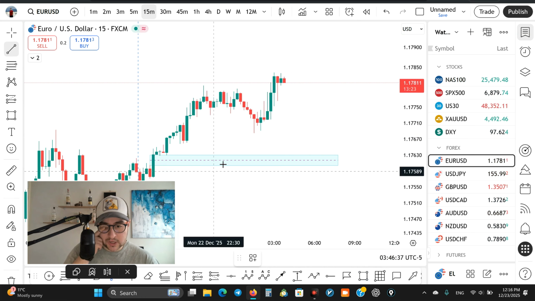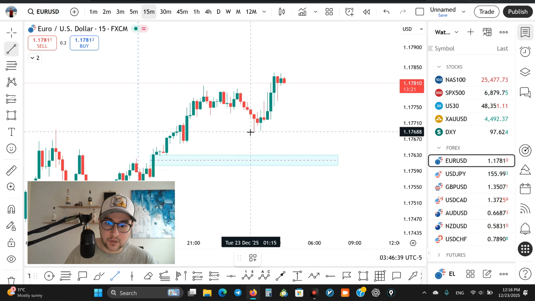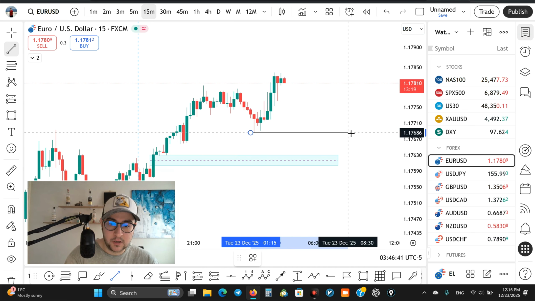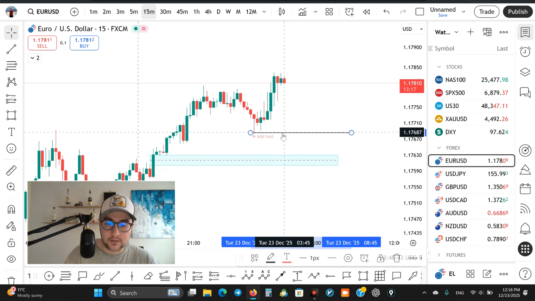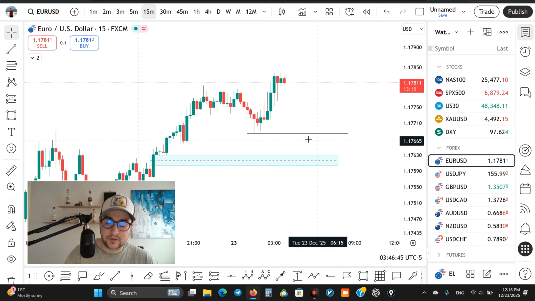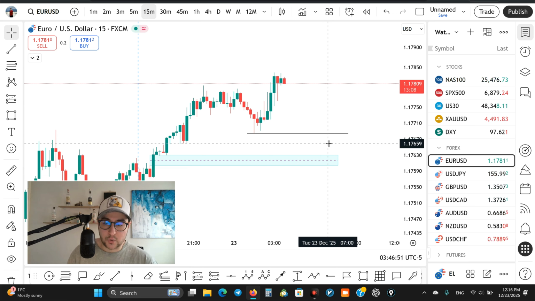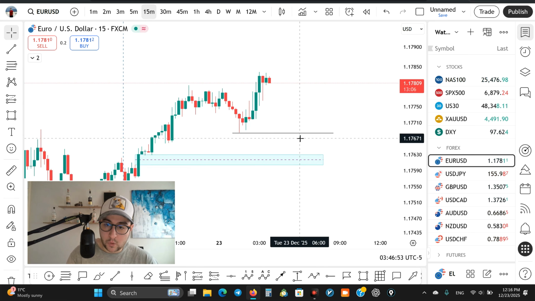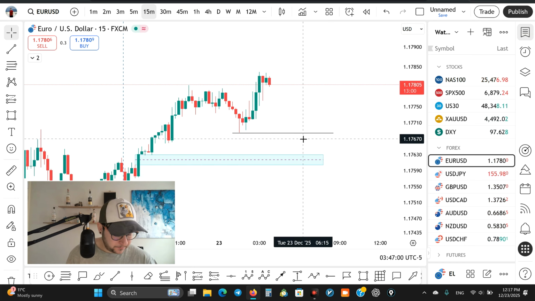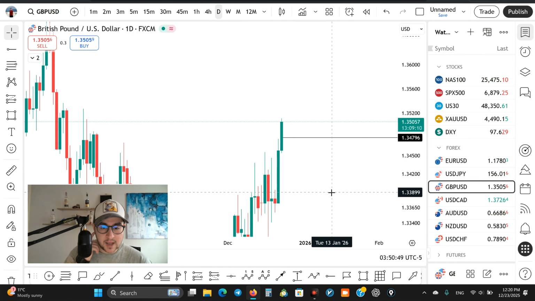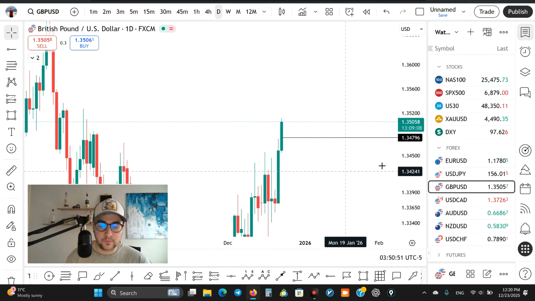In the New York session, our expectation is that price comes to this area and hunts this liquidity here. After that, if we see the bullish sign, we can get on board on buy positions on Euro. For today we are bullish on Euro, and after manipulation in the New York session we can get on board on buy positions.